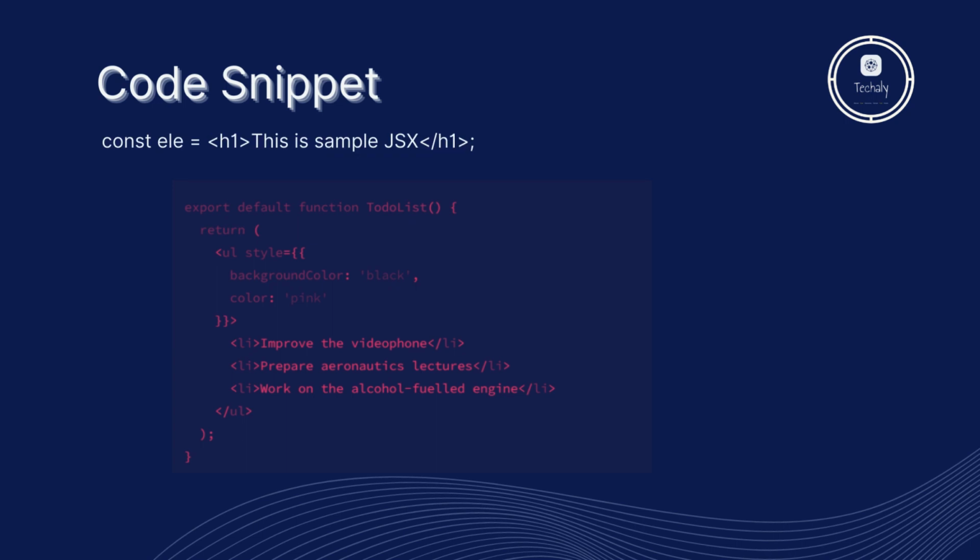Here's a sample JSX code. const element = <h1>This is sample JSX</h1>. This code creates an element in React that gets rendered in the UI. It is transformed into JavaScript functions by the compiler at runtime.